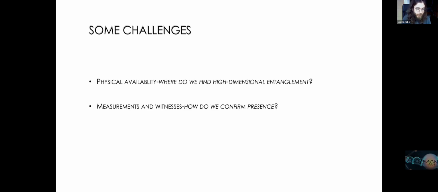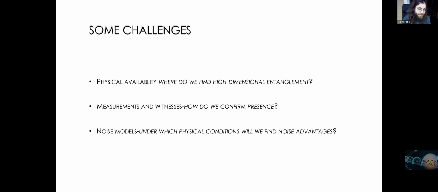Then the next question is, how do we confirm the presence of entanglement? What kind of measurements can we even do? For a polarization qubit, it's very easy to do all the possible quantum measurements, sigma x, sigma y, sigma z. We basically need a half-wave plate and a polarizing beam splitter, and we can do all the measurements we need. Once we encode in other degrees of freedom, like orbital angular momentum, spatial modes in general, or the frequency, or time bins, it is no longer trivial to do all possible measurements.